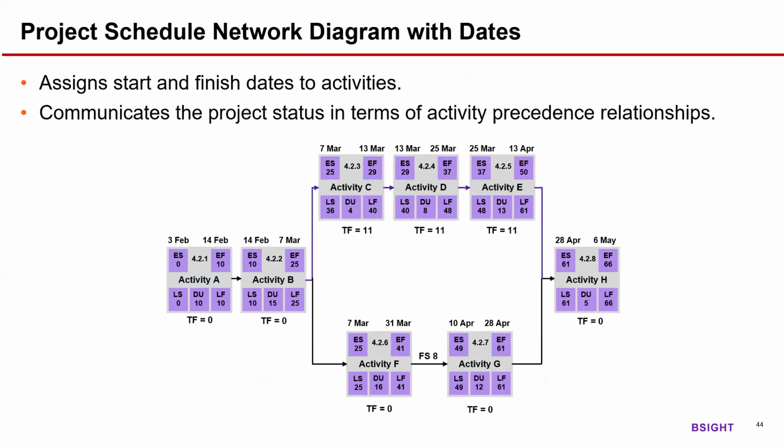Third one is the schedule network diagram with dates. This is the one we are discussing from the beginning. Last class and this class also we discussed. So this is the same as the example we discussed, but they have start date and end date with the activities. So what is the benefit of showing the schedule in this format?